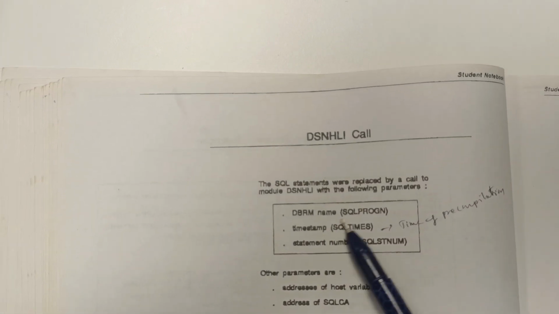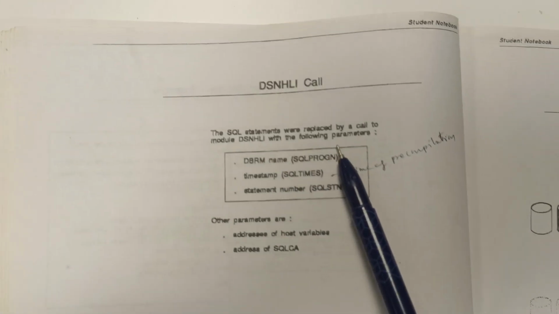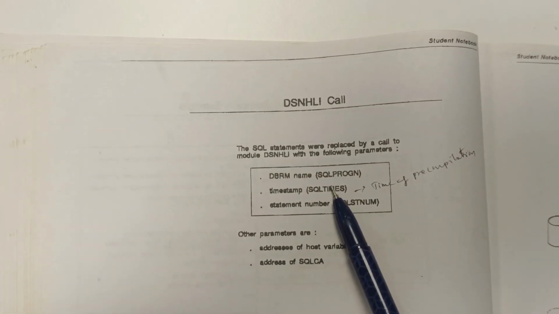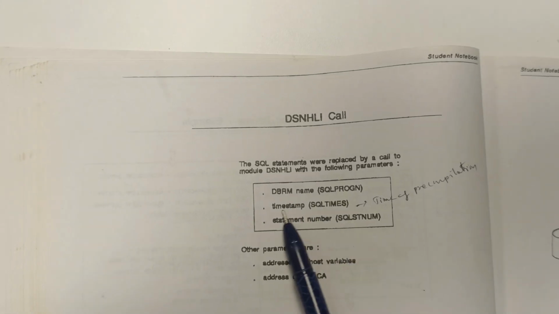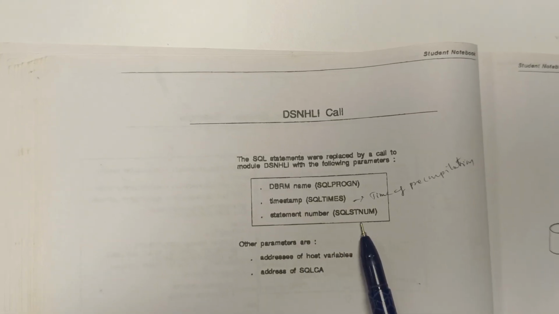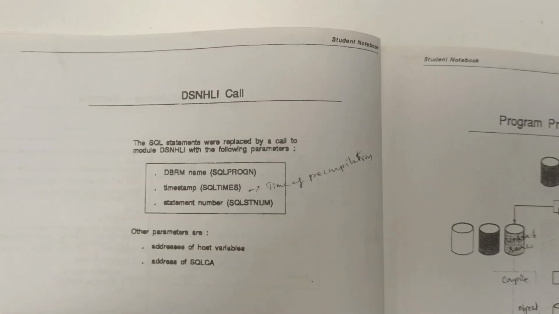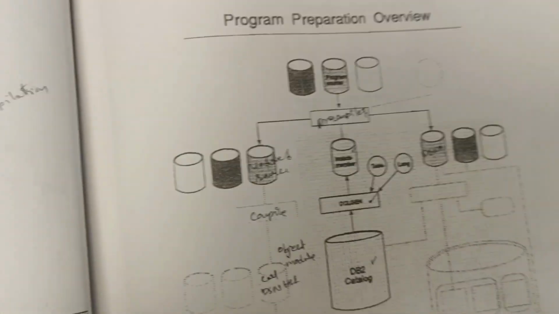And this is a DSN HLI call. What does a DSN HLI call contain? It contains the DBRM name, timestamp, and the statement number. All these values will be stored in the DSN HLI call.